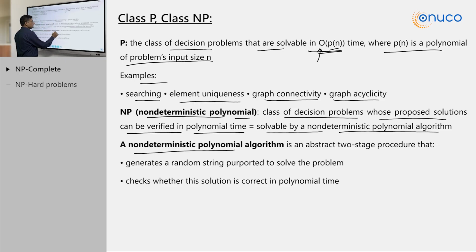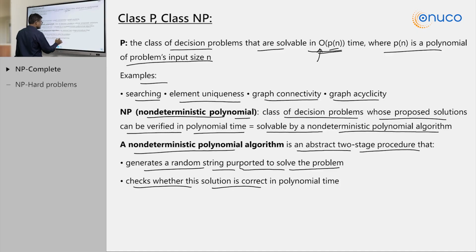A non-deterministic polynomial algorithm is an abstract two-stage procedure that generates a random string purported to solve the problem, and then checks in polynomial time whether this solution is correct or not. So basically we are going to check whether this problem is solved in polynomial time. That is the NP-complete part, where you are saying that the problem is solvable and can be verified in non-deterministic polynomial time, which is NP-complete.